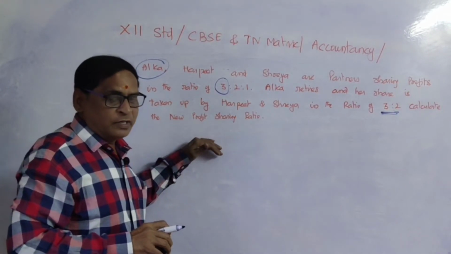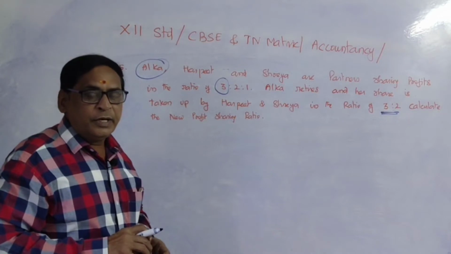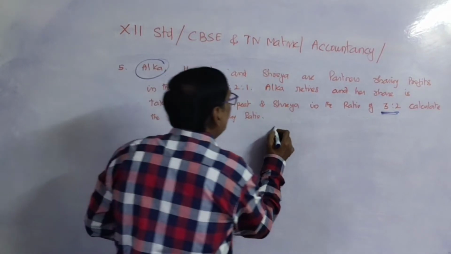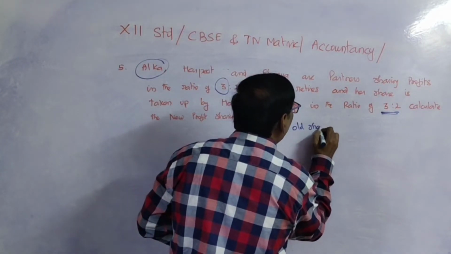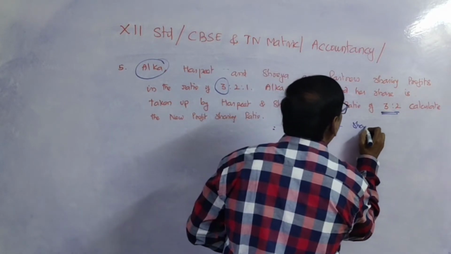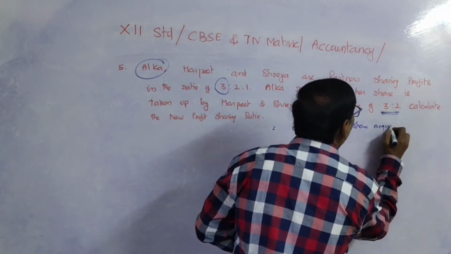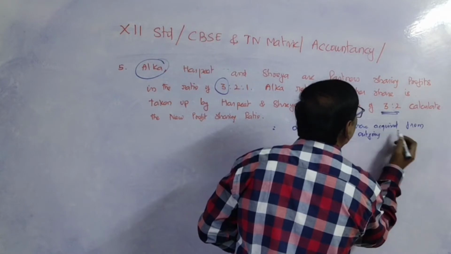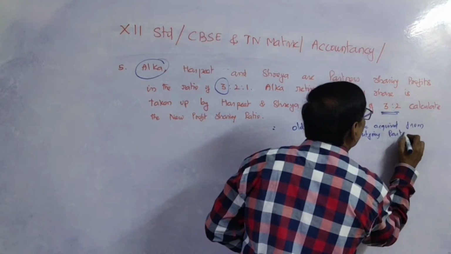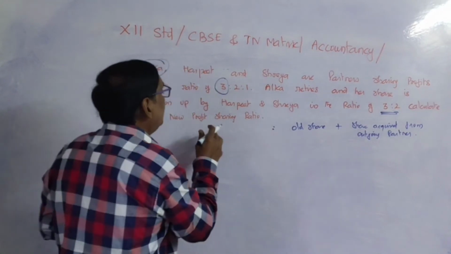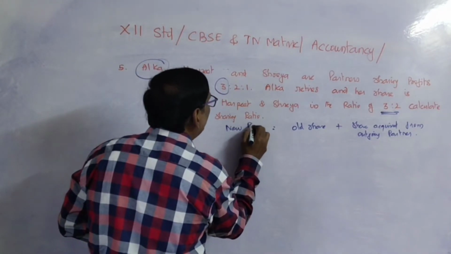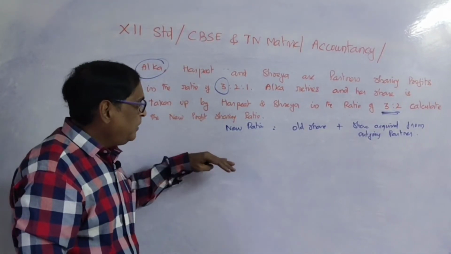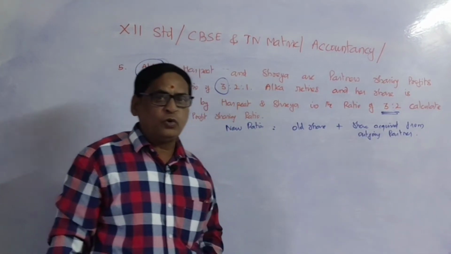So in this case, what shall we do? For example, the new share of the remaining partners will be old share plus share acquired from outgoing partners. We have already seen it. So in order to find out the new ratio among the existing, remaining partners, it is old share plus share acquired from the outgoing partner.